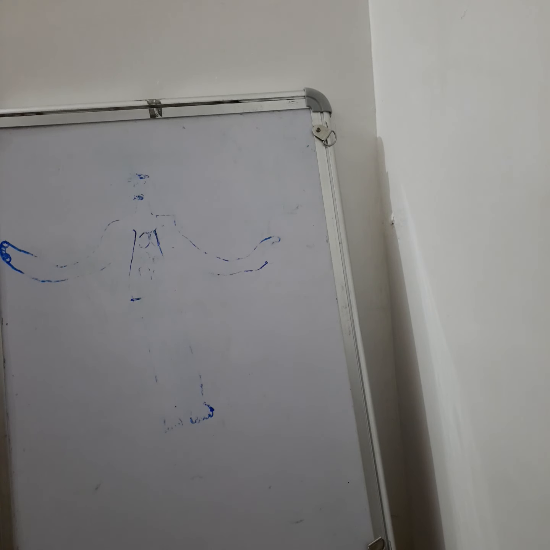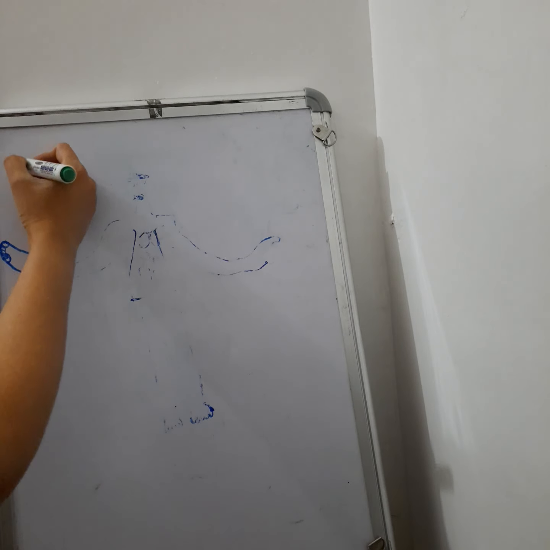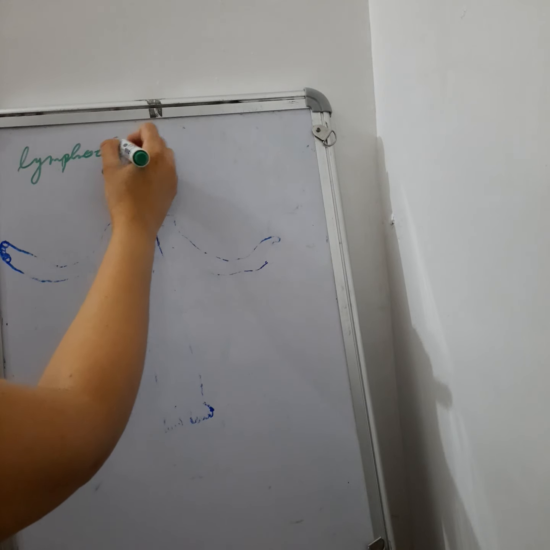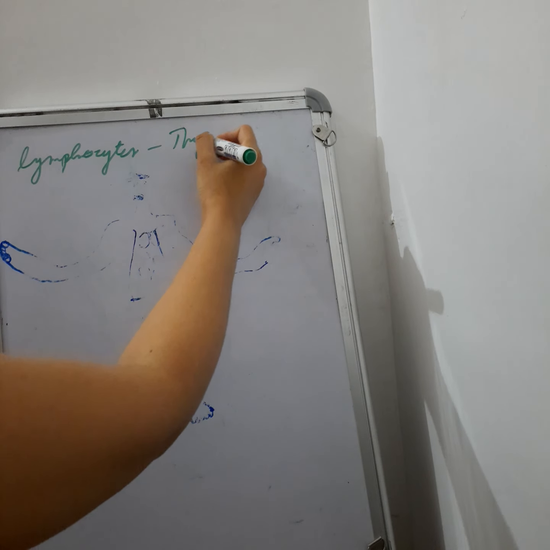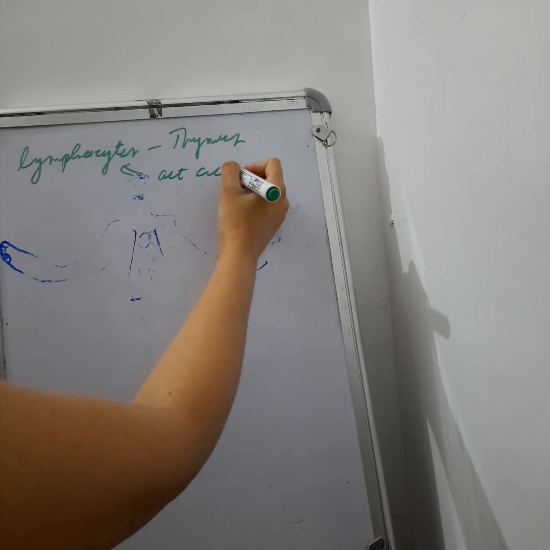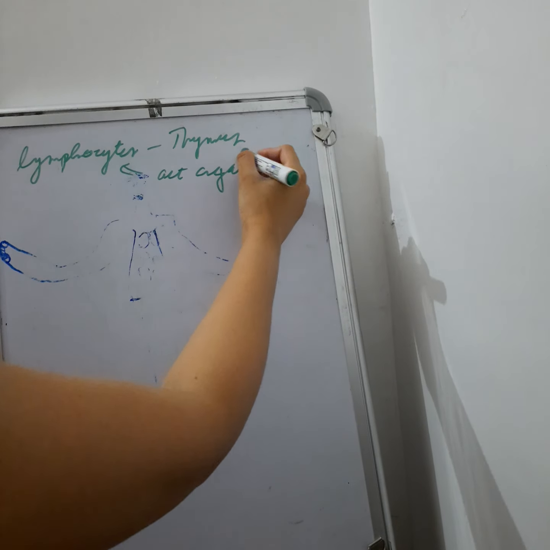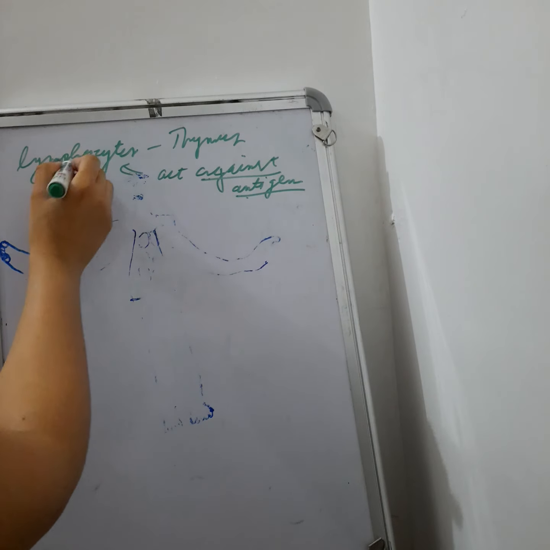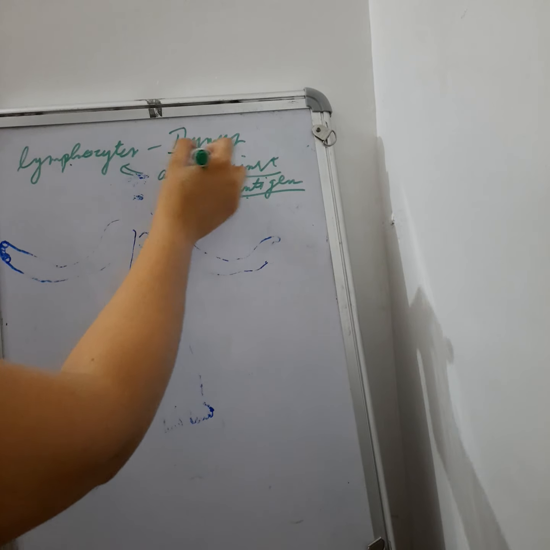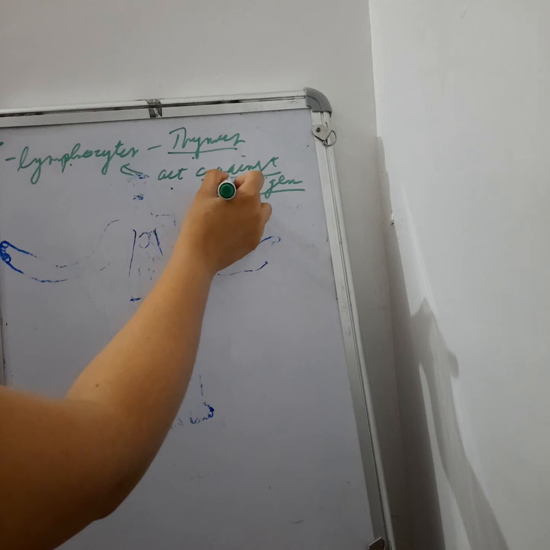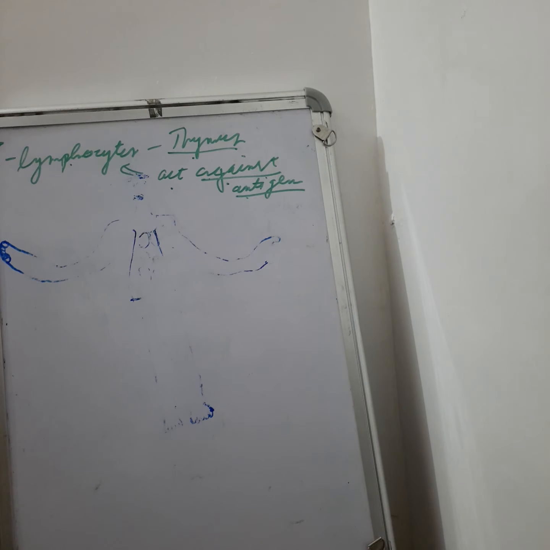They can react to unfamiliar new antigens. That means the lymphocytes produced inside the thymus gland can act against any antigen that comes into the body. Any new antigen which comes into the body, the lymphocytes that come from the thymus gland, that means T lymphocytes, react or act against that antigen.